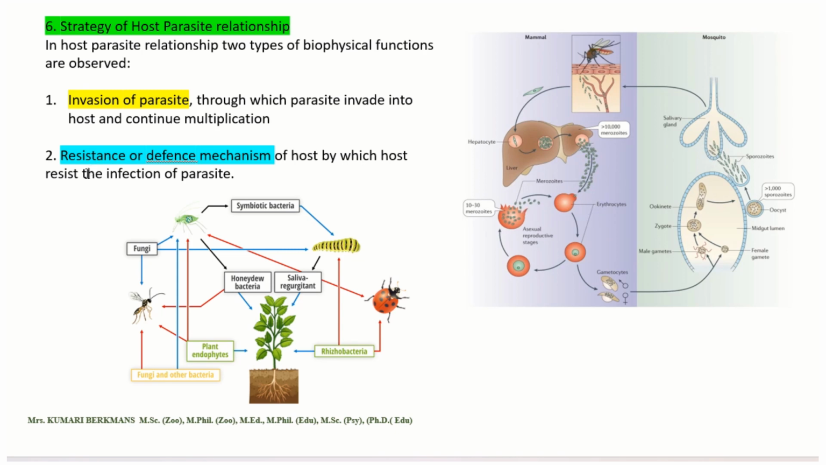Next, the resistance and defense mechanism. Sometimes if a microorganism enters, the immune system kills it, whether it is a fungus, virus, bacterium or whatever. That is called the body resisting that particular disease. That mechanism is called the defense mechanism. This takes place not only in animals but also in plants.